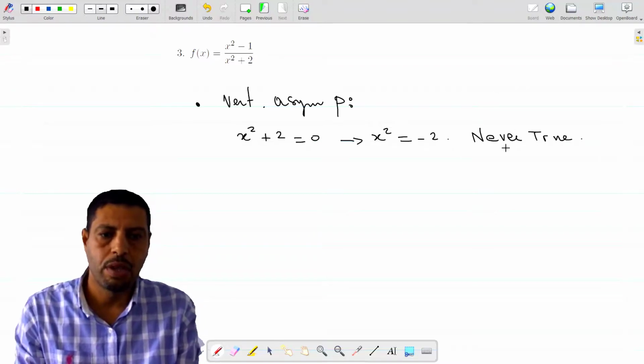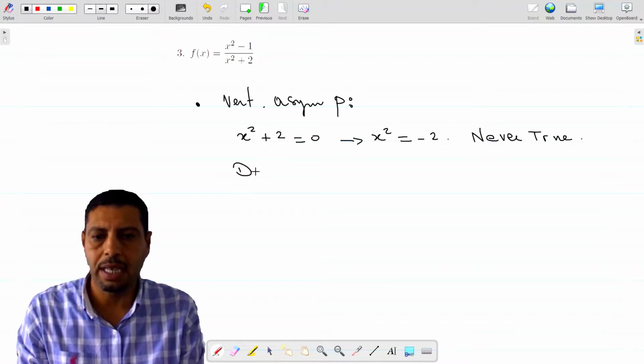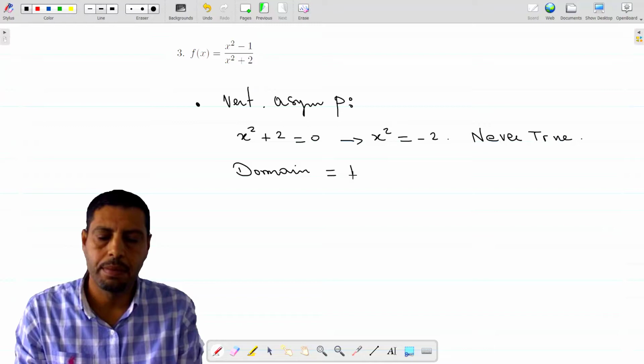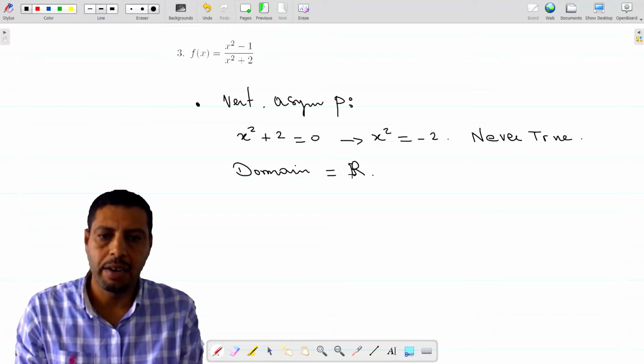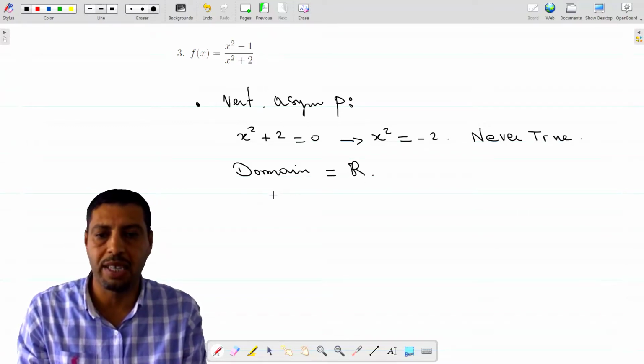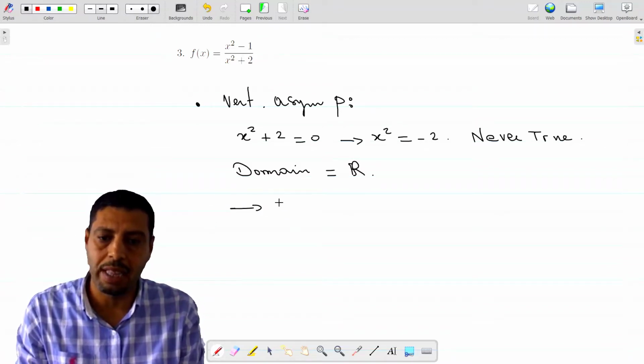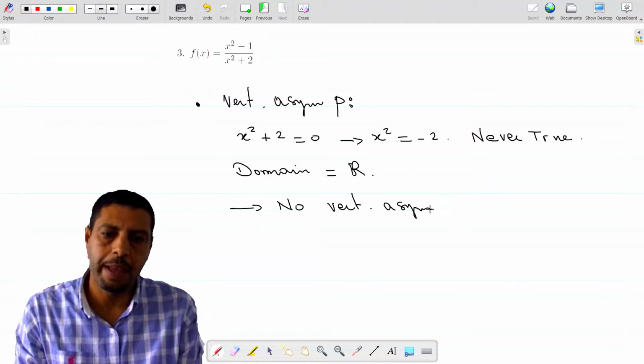Since it's never true, the domain of your function here is R, the set of all real numbers. So since it's R, there is no point where the function is not defined, and there is no point where you may have vertical asymptotes. So we can conclude here that there are no vertical asymptotes. Okay?